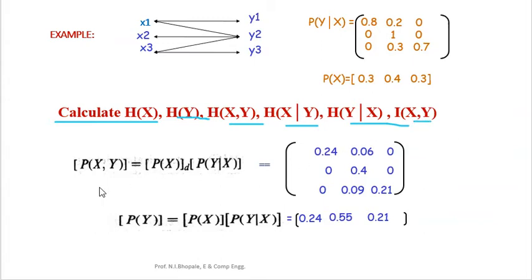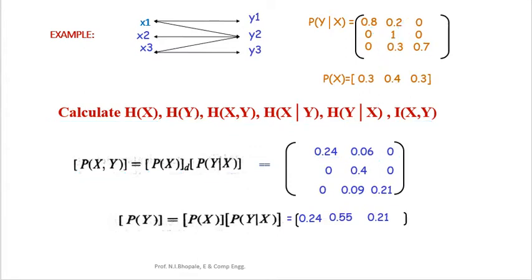information, that is I(X;Y). So as we have seen in the earlier case, P(X,Y) can be simply obtained by multiplying P(X) with P of Y given X. So 0.3 into 0.8, that is 0.24. 0.3 into 0.2, that is 0.06. 0.3 into 0, that is nothing but 0.